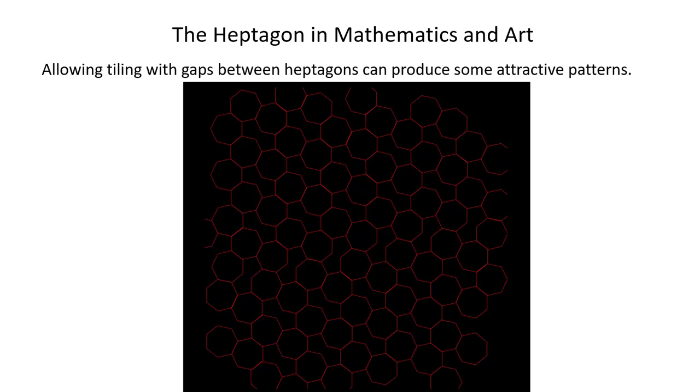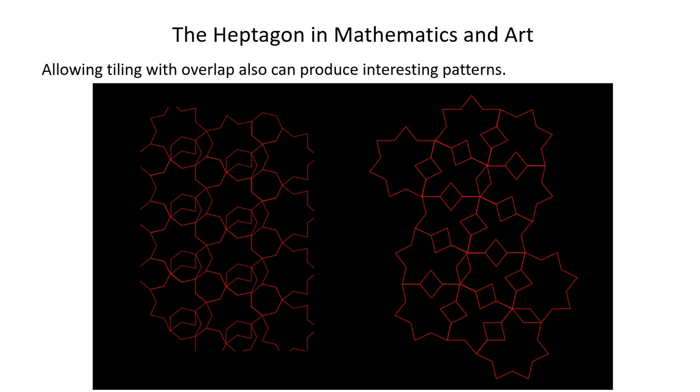Allowing tiling with gaps between the heptagons can produce some attractive patterns. I've produced an example here. So these are heptagons packed fairly closely to each other with little gaps interspersed among them. It forms a regular pattern, and again, this pattern can be extended as far out in all directions as we want. Likewise, allowing tiling with overlapping heptagons can produce some interesting patterns too. Here are a couple of examples that involve the heptagon and its first stellation.